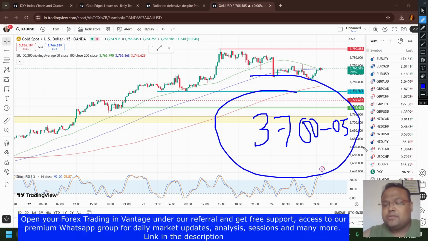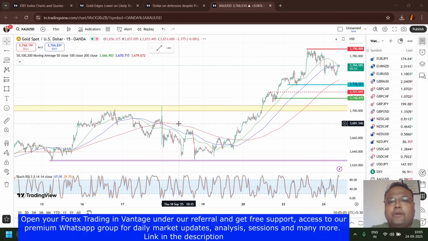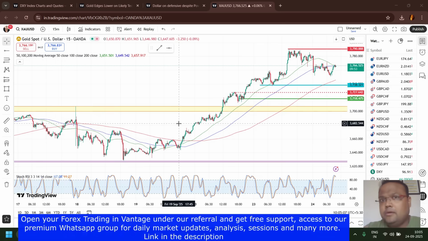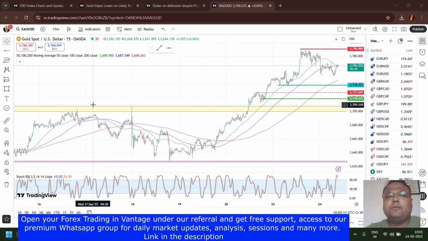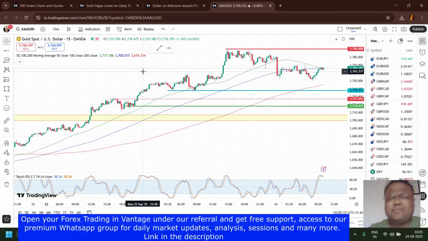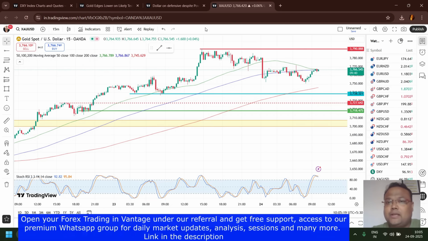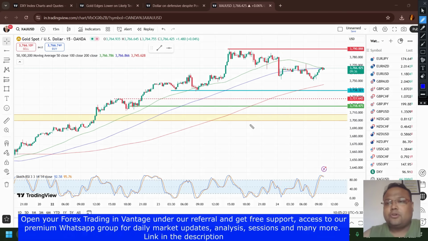3700 to 3705 is the strongest support on the chart of gold where we can look for a buy position. If you're a beginner unable to understand the logic, the logic is simple. Previous resistance will be working as support here, and 3700 is a round number psychological level as well. These are the reasons why 3700 is a strong support, but 3700 is far away.